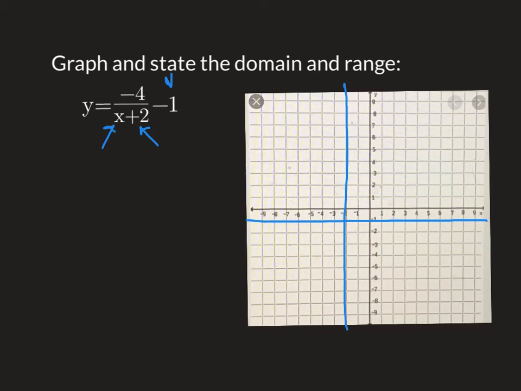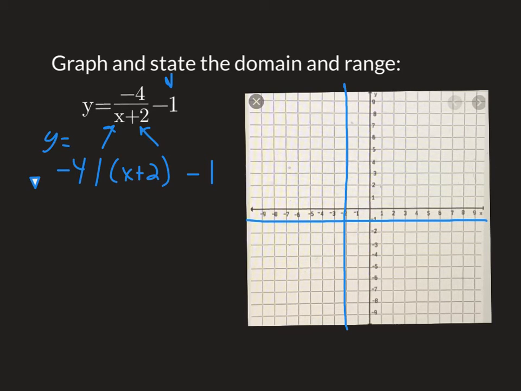Now, what we're going to do from here, instead of plugging points in, because it's going to get really messy, we're going to take the calculator and punch in this exact thing. It should look like -4 divided by parentheses x plus 2, and then -1. Go to y equals to punch that in.